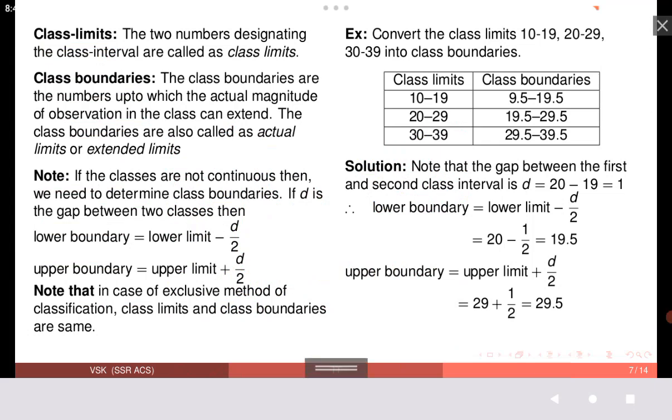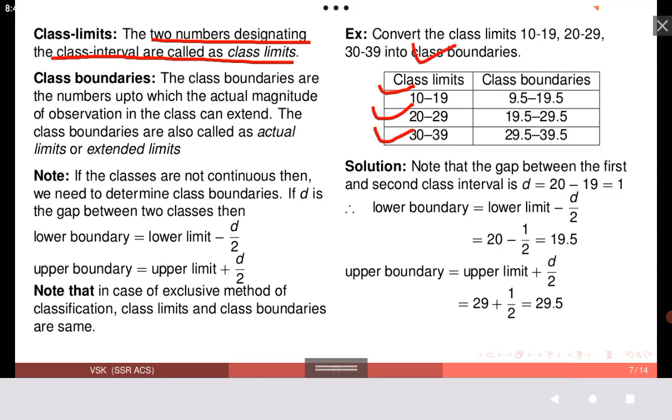So let us see the definition. The two numbers designating the class intervals are called the class limits. You can see 10 to 19, this is the class limit. The class limit of this is 20 to 29. The class limit is 30 to 39. This is the inclusive method.